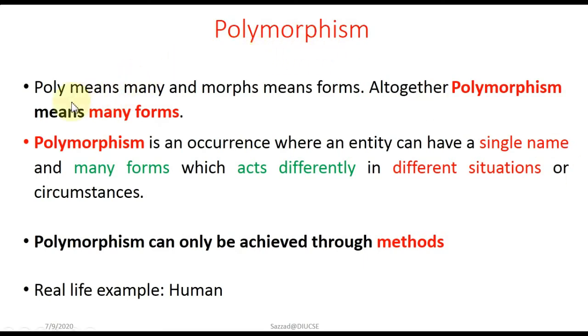Polymorphism is actually the addition of two different words, first poly and then morphis. Poly means many and morphis means form. So altogether, polymorphism means many forms. Polymorphism is an occurrence where an entity can have a single name but many forms, which act differently in different situations or circumstances. That means a single entity can have the same name but act differently in different places.